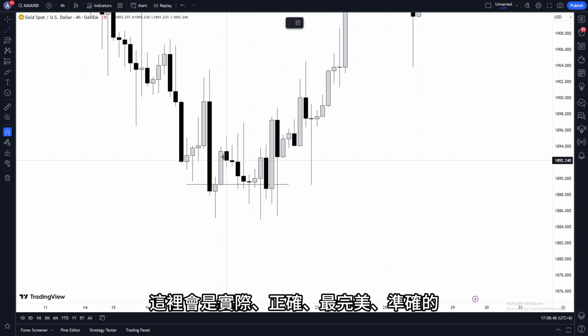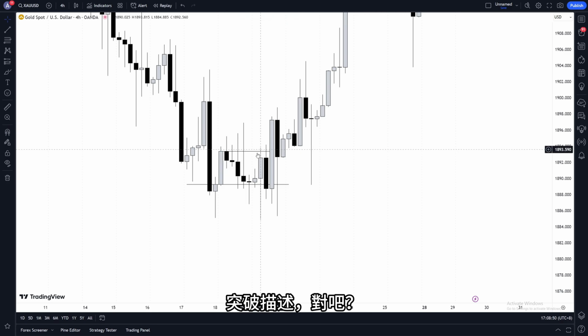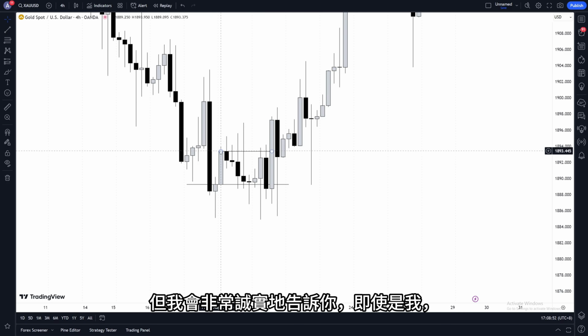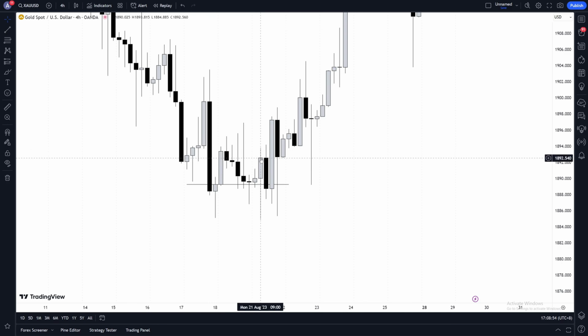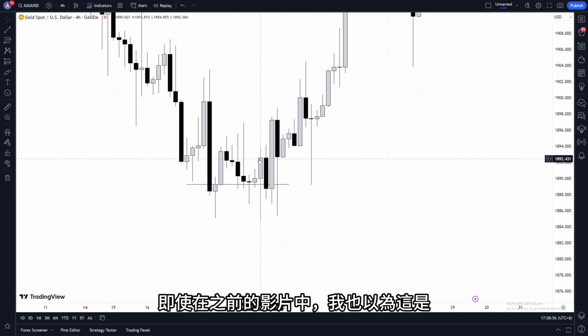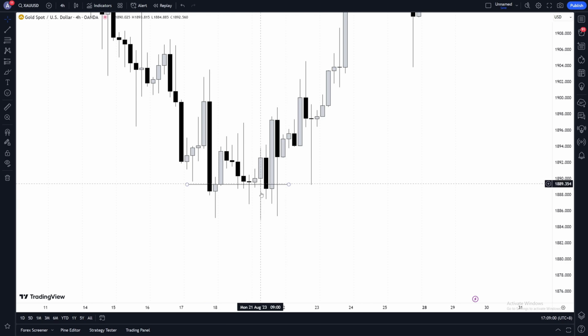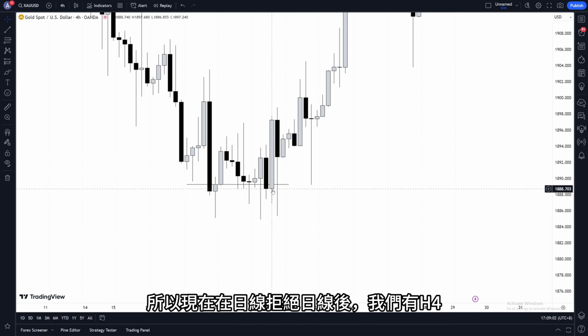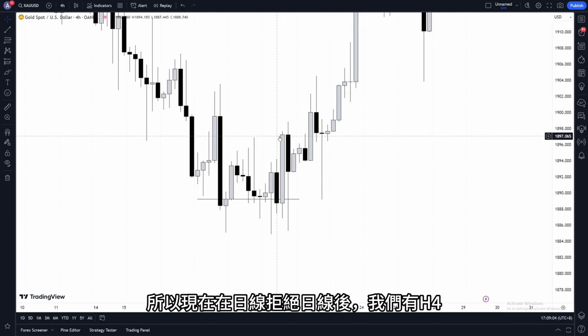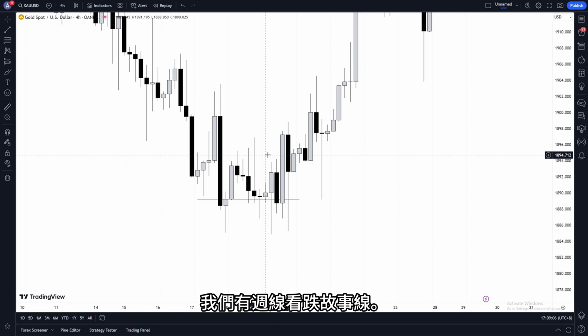Over here would be the actual proper, most perfect, accurate depiction of a breakout, right? But I'll be very honest with you, even for me, I took it as this. You can even see from a previous video, I'm not lying. Even in the previous video, I thought this was the actual breakout. Does not matter. Literally does not matter too much. We have the breakout, right? So now we have a H4 breakout after daily reject daily.